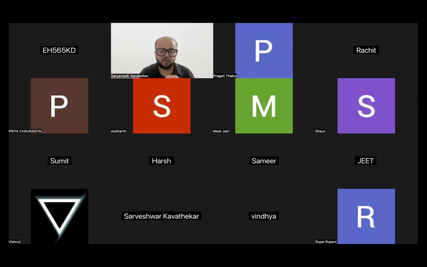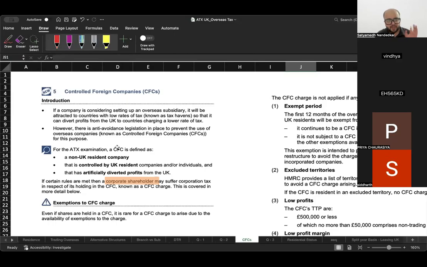HMRC is smarter than you, which is why they have put in place a lot of measures for anti-avoidance. One of those measures is the controlled foreign corporation bit. In this case, a CFC is defined as a non-UK resident company. It should not be resident in the UK.